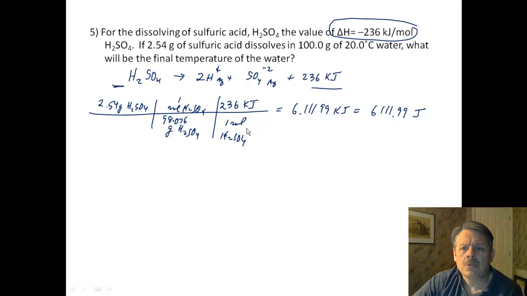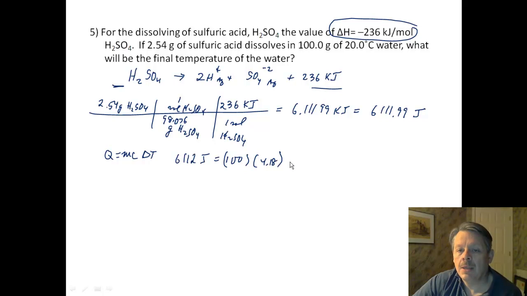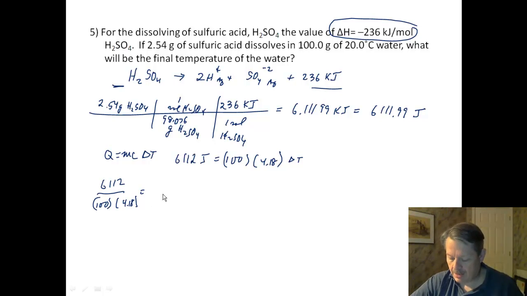Okay, so that's our joules of energy, and we know that Q equals mc delta T. So we now know our Q, so that is 6112 joules of energy is equal to the mass of the water, and we have 100 grams of water, and we have our specific heat, which is 4.18, and we want to figure out our delta T. So we divide 6112 by 100 by 4.18. All right, and that gave us a temperature differential of 14.6 degrees.